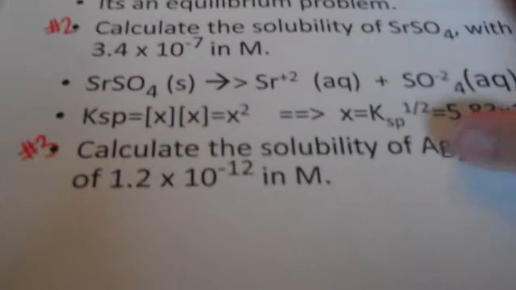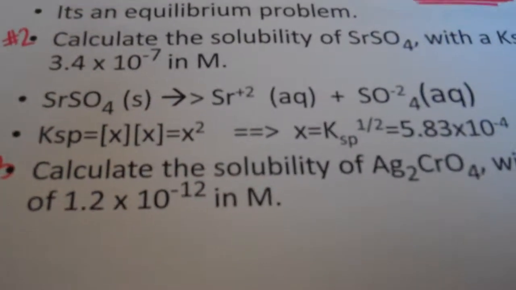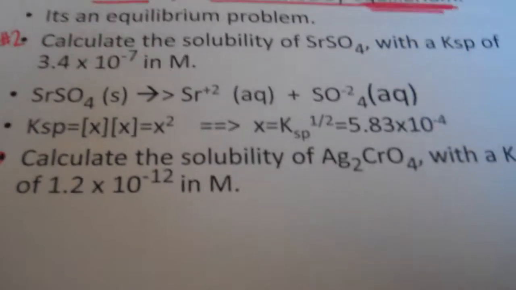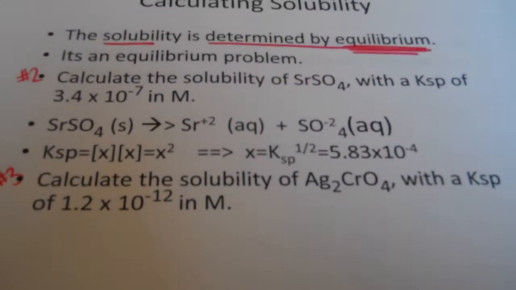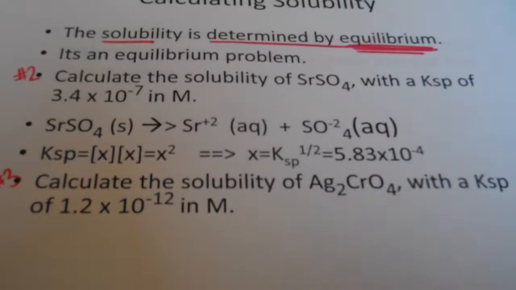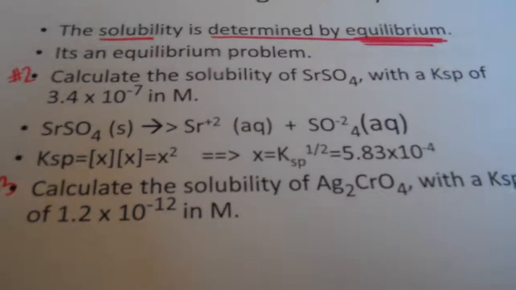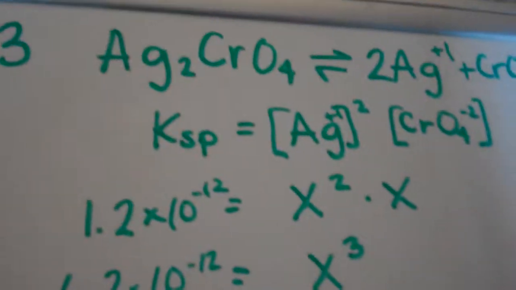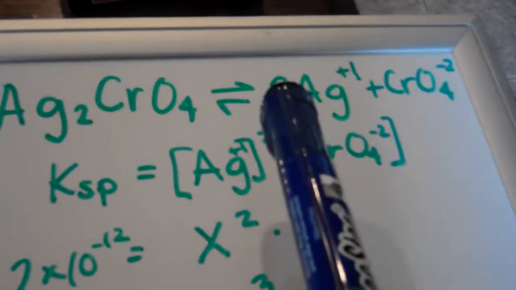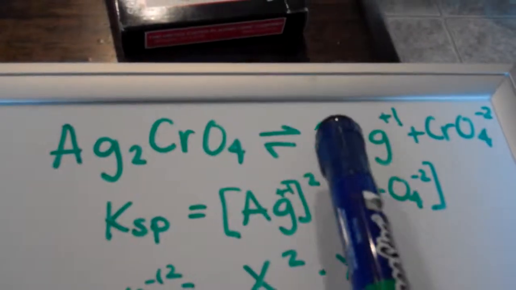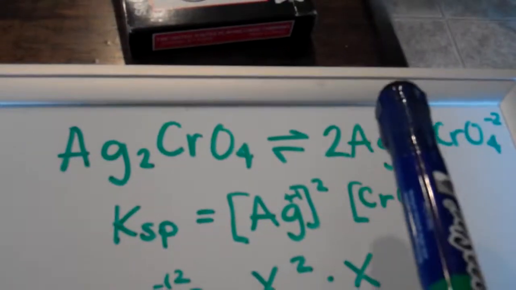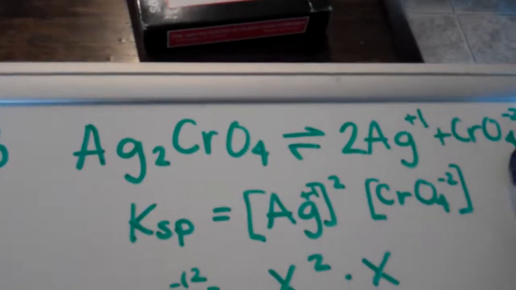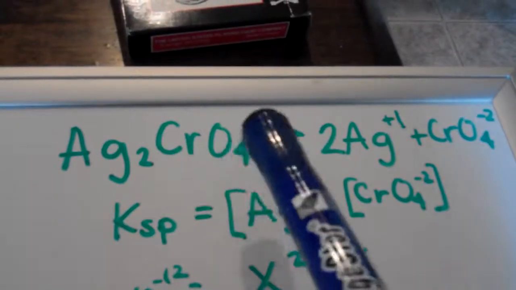All right, we have another problem very similar to that. We want to calculate the solubility of silver chromate with a Ksp of 1.2 times 10 to the negative 12th. We need to write a reaction first. We start with our silver chromate reacting to form two silvers, because we had two here, so we have to put 2 moles of it in front. It has a +1 charge, and then we add CrO4, which only has one because there was only one being used.